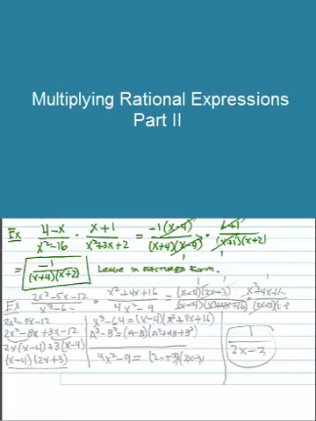Let's work one more example. Suppose we have 2x squared minus 5x minus 12, all divided by x cubed minus 64. And we want to multiply that with x squared plus 4x plus 16, all divided by 4x squared minus 9. So if we go through our steps again, let's factor the numerator of the first expression.